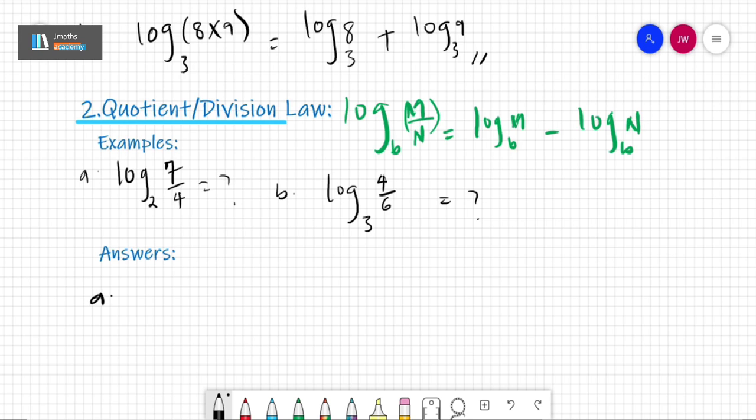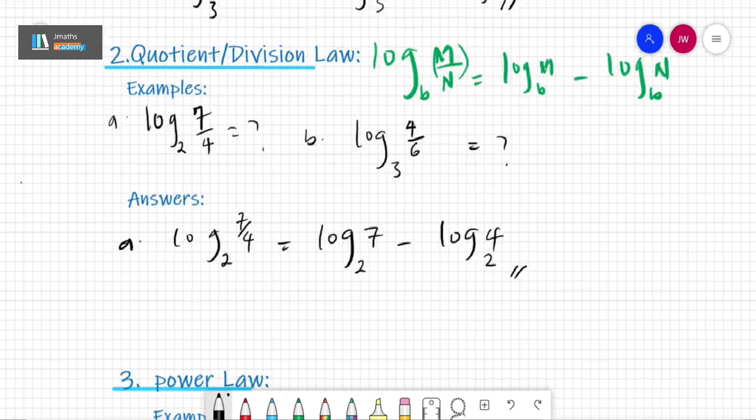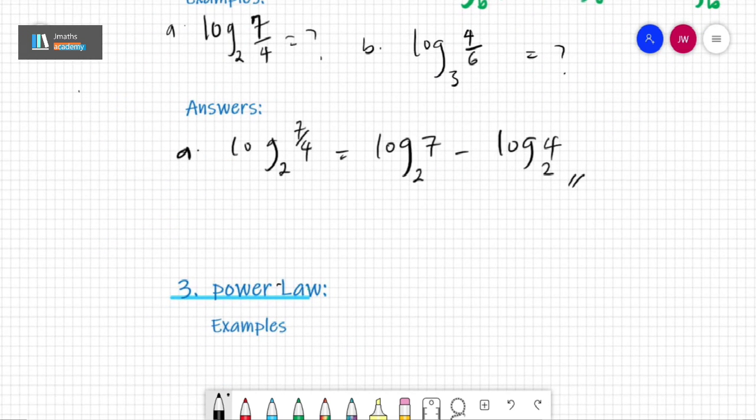Okay, for our first solution, the logarithm of base 2 to the number 7 over 4 will give us the logarithm of 7 base 2 minus the logarithm of 4 base 2. And that's that for the first example. Now for the second example, the logarithm of 4 over 6 base 3 will give us the logarithm of 4 to base 3 minus the logarithm of 6 to base 3, and that's all for that.